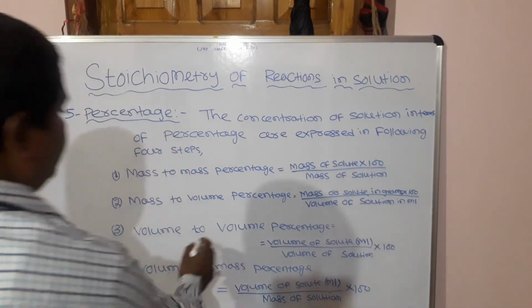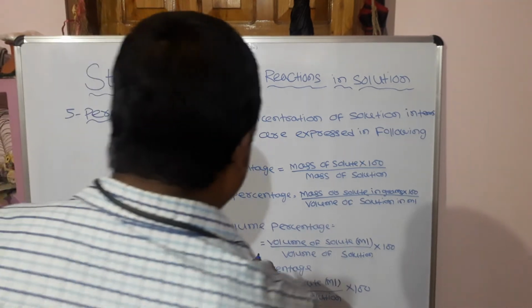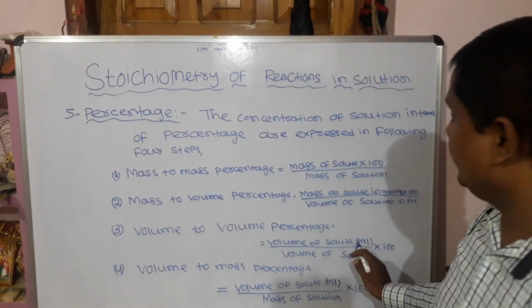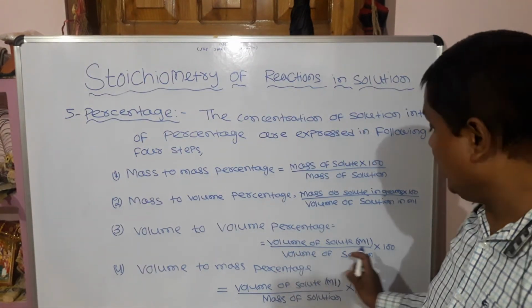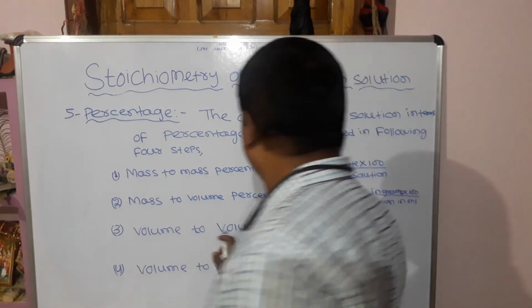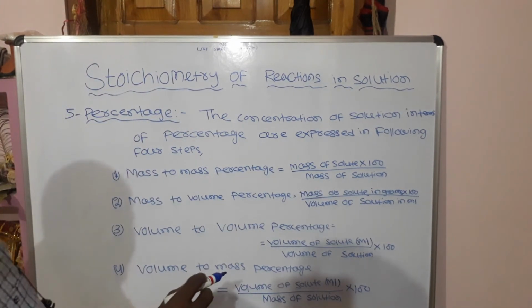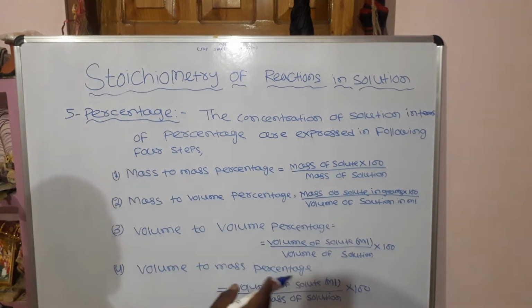Third, volume to volume percentage. Volume to volume percentage equals volume of solute in ml by volume of solution into 100.